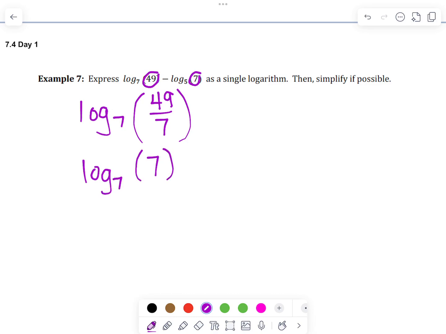And I'm going to change that 7 in the parentheses to an exponential, so that's 7 to the first power. And now these are inverses of each other. We have a logarithm of base 7 and an exponential base 7, so they cancel each other out, and you're just left with 1.